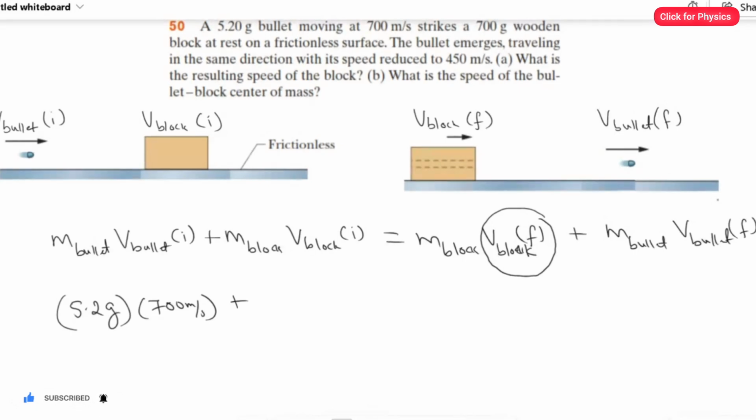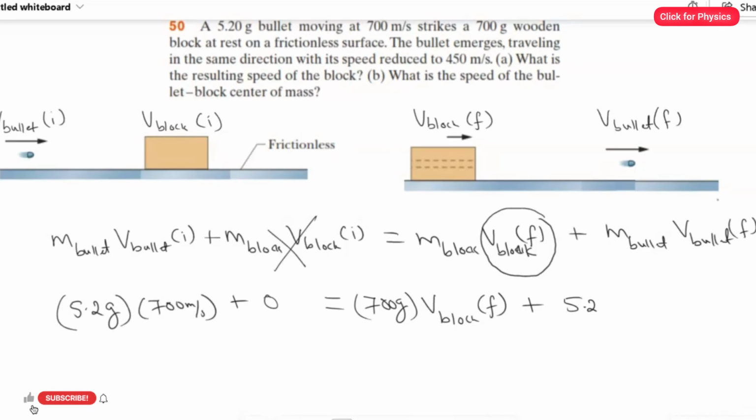But what is the initial speed of the block? Because it is at rest, the initial speed of the block is 0. Anything multiplied by 0 is 0, so this term is 0, and I can just put 0 here. This is equal to the mass of the block, 700 gram, multiplied by V block final, because we have to find this one, plus the mass of the bullet, 5.2 gram, multiplied by the final speed of the bullet, which is 450 meters per second.